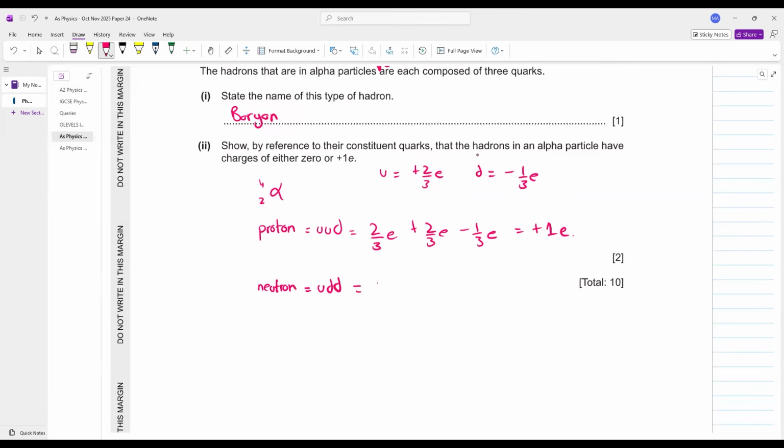Up, down, down. Up is 2 over 3, -1 over 3, -1 over 3, 0. So the two hadrons which alpha particle contains, proton and neutron.